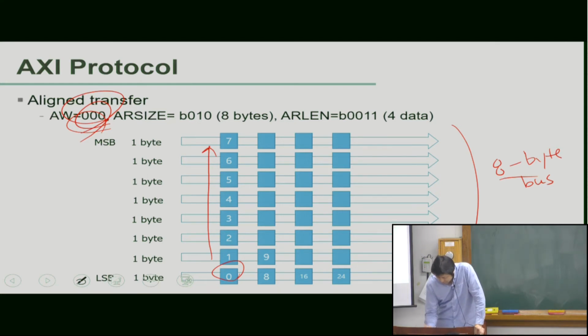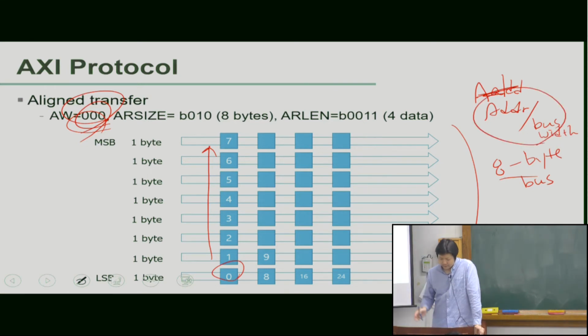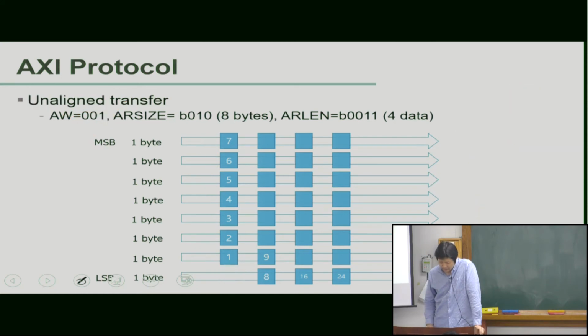So if the address is divisible by the bus width, then this is called an aligned transfer. And then this bus is fully utilized. But there can also be an unaligned transfer. This is not very usual, but it can happen.